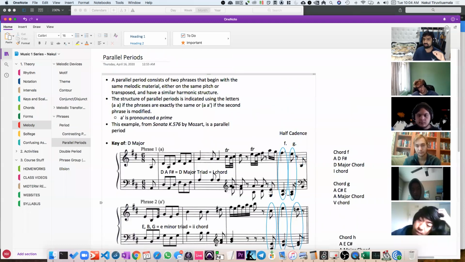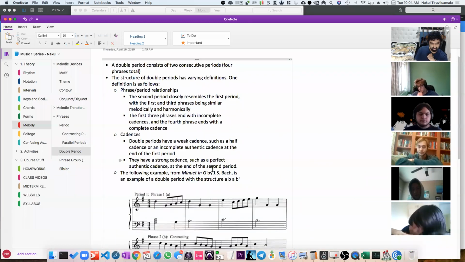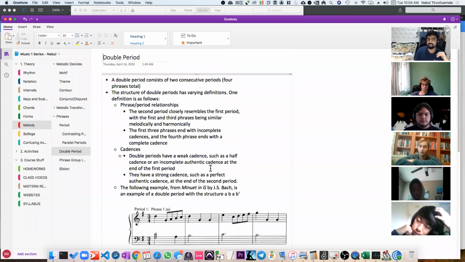Any questions about this before I keep going? Does this make sense? Okay, great. Double period, okay. A double period consists of two consecutive periods, and it really has 4 phrases total. Here's the hint. If you see an answer on your homework that has 4 phrases, it's going to be a double period, because there's no other definition that we've covered that has that many phrases. So if you see something on your homework that's segmented into 4 phrases, that's a double period.